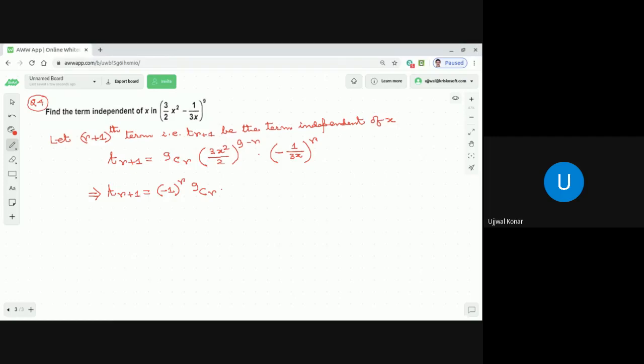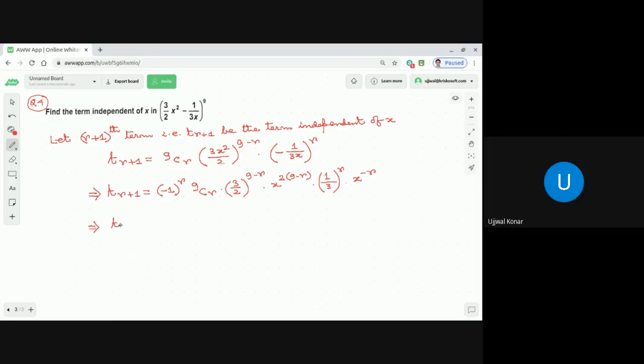So I'm writing here (3/2)^(9−r) into x^(2(9−r)), correct or not? Into 1/3^r, into 1/x^r, that means x to the power minus r. Correct or not? Yes. So I am less bothered about all the terms except the power of x.